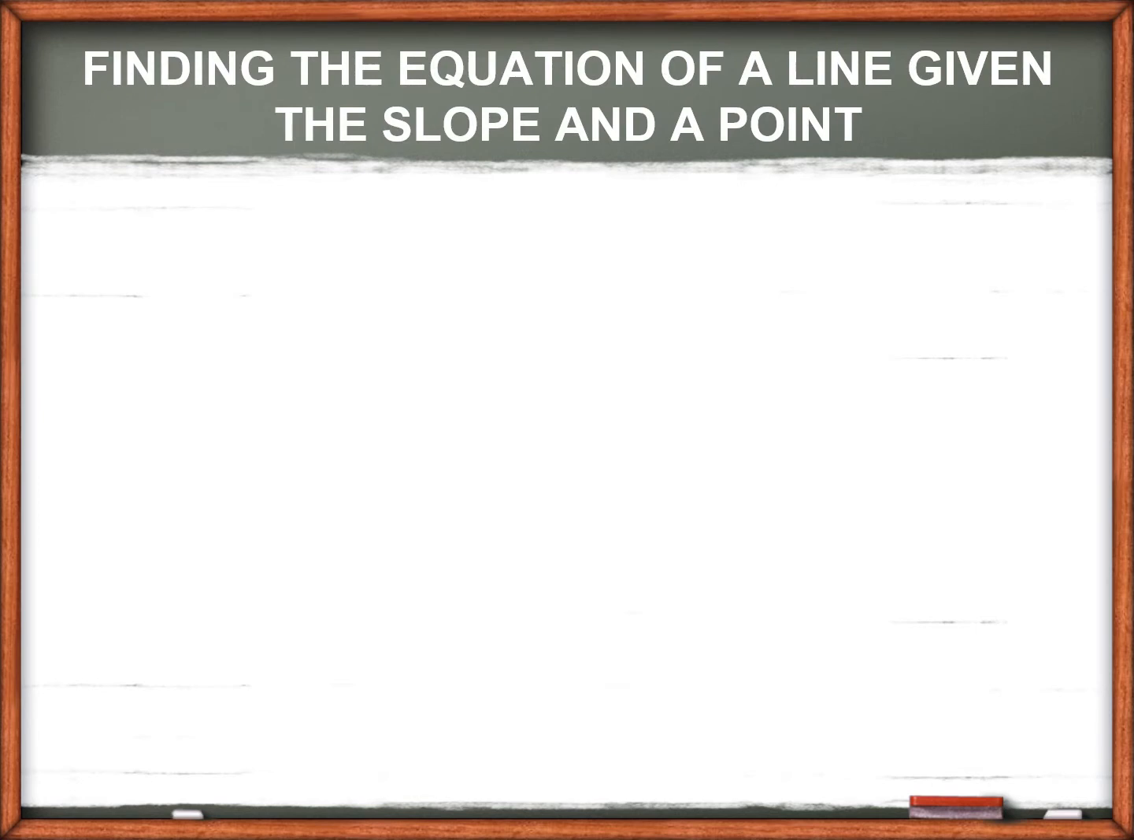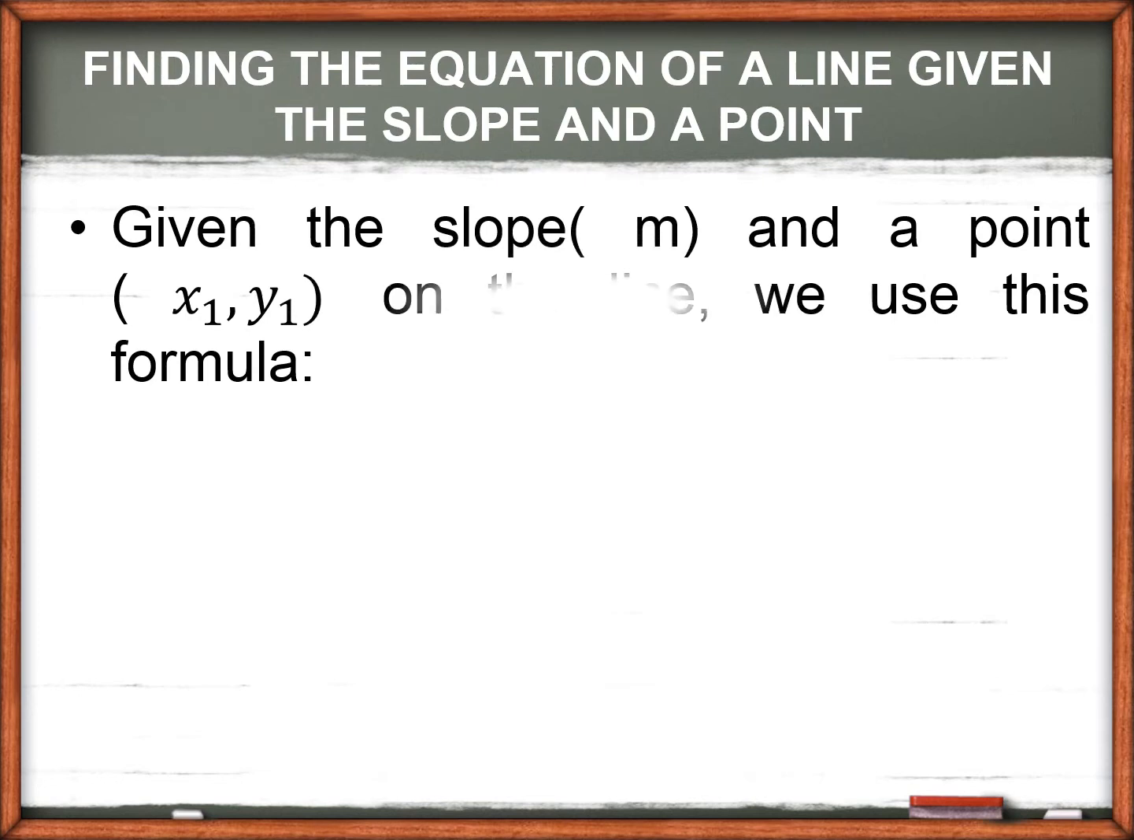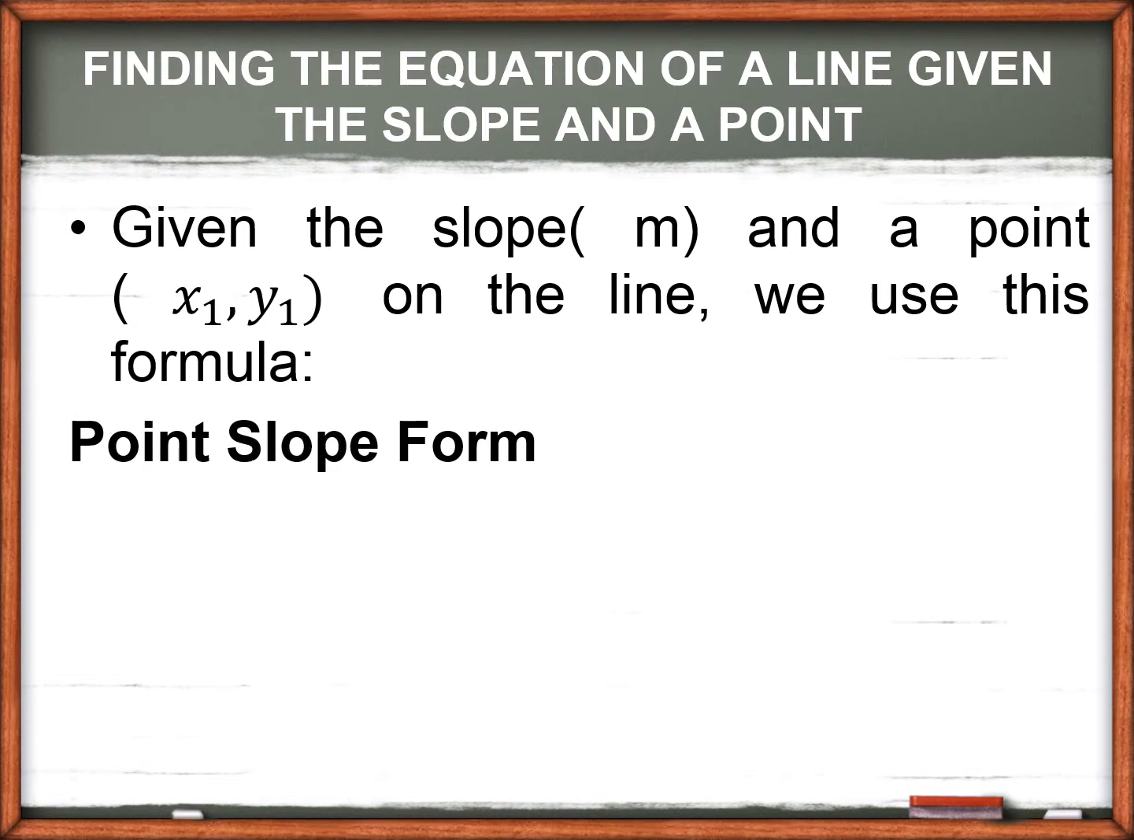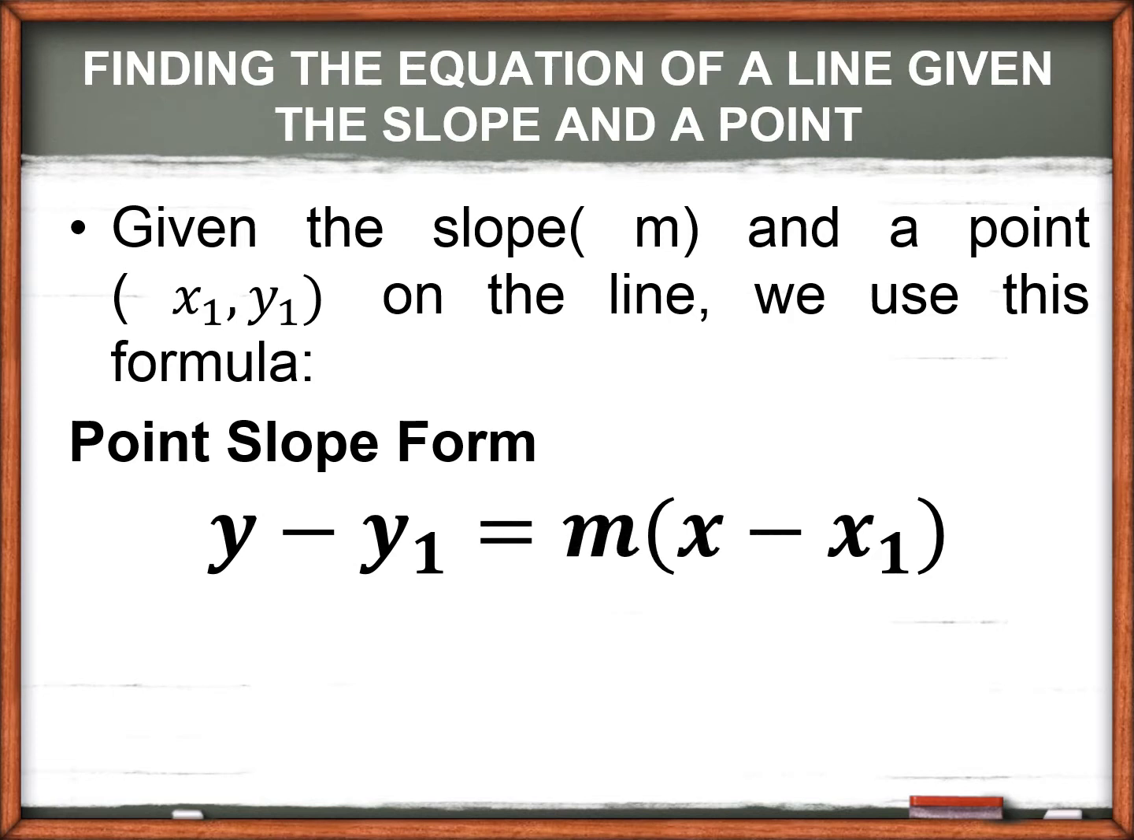We will start with finding the equation of a line given the slope and the point. Given the slope denoted by m and the point x sub 1, y sub 1 on the line, we use this formula. This formula is called the point slope form, which is represented by y minus y sub 1 equals m quantity x minus x sub 1.